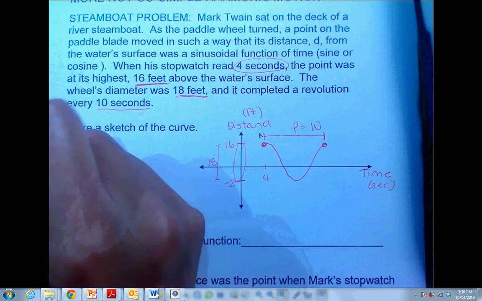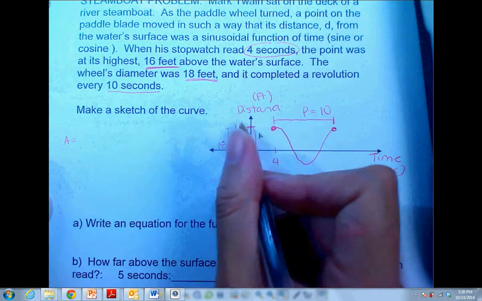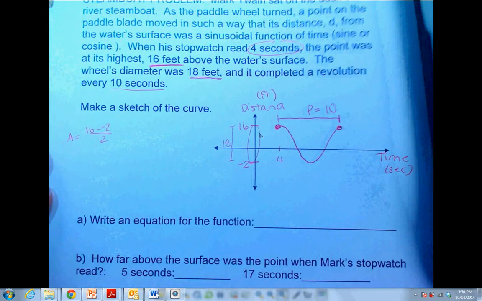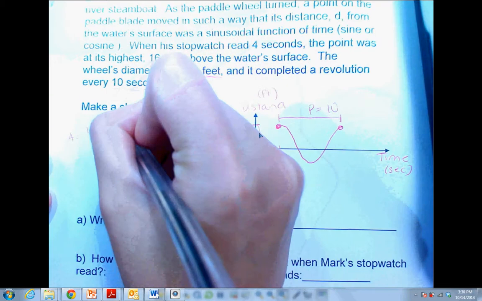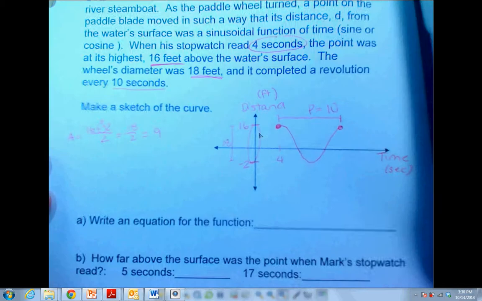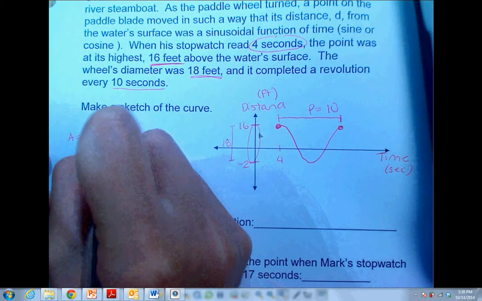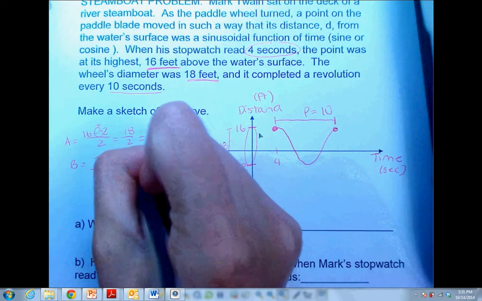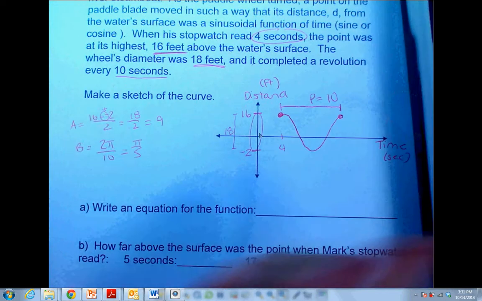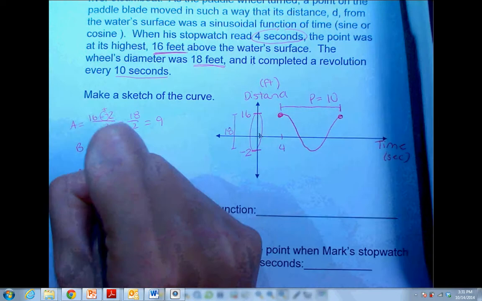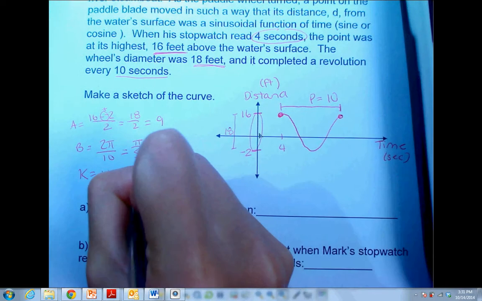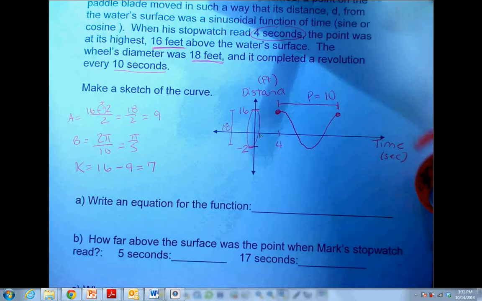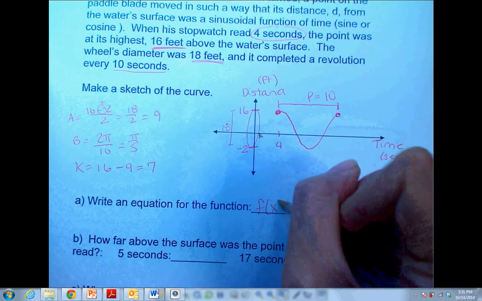To write my equation, A, the amplitude, is max minus min over 2. So 16 minus -2 divided by 2 is 18 over 2, which is 9. My B value is 2 pi divided by the period, which is 10. And we could actually simplify that to pi over 5. And then K, which is the maximum, which is 16, minus the amplitude, which is 9, gives us 7. So now using all this, I can write my equation for this function.